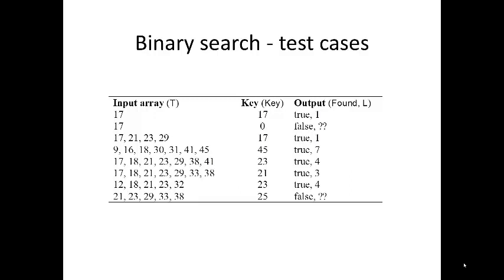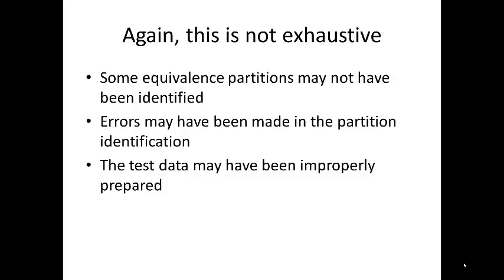And so here's what the actual test cases would look like. Here's your input array, what you're looking for, and then what output you can expect. You'd have another column that would indicate what output you actually got, and then the software developer could fix that function if there were any problems with it. Again, the partition testing is not exhaustive. Some equivalence partitions may not have been identified. You could have made errors in the partition identification, and you could have made errors with the test data. They could have been improperly prepared.